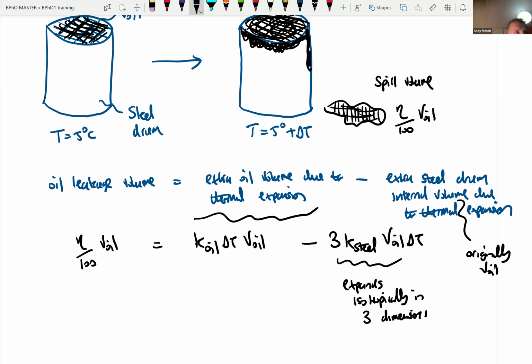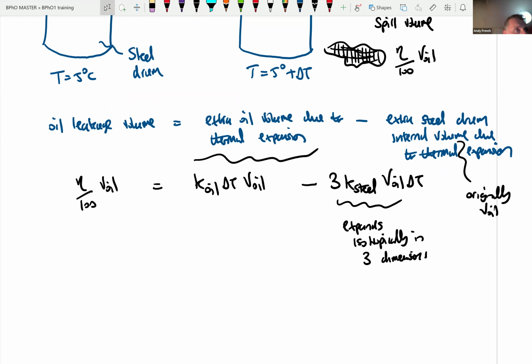Okay, so we're kind of done really. All we need to work out is delta T. So we've got another little bit of factorization. So eta over 100. Let's make it an eta, not an n. All right, so V oil.